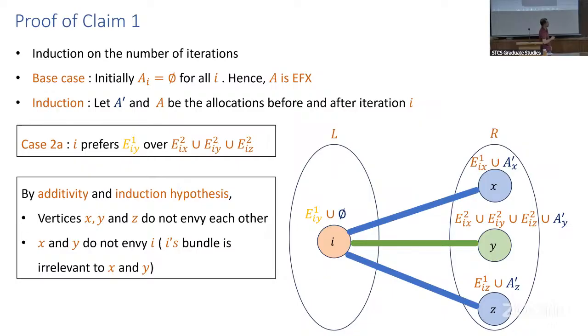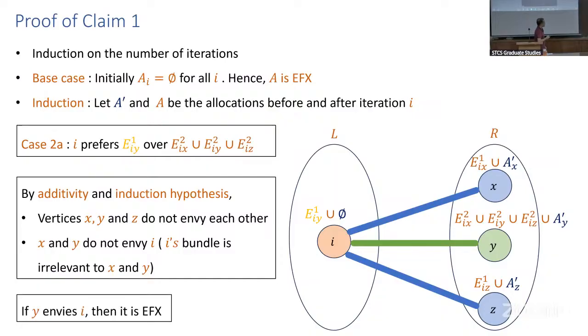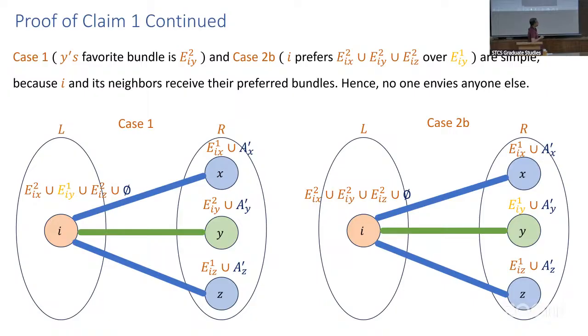So the only envy in this allocation is the new envy that got created, from vertex Y to vertex I, and that is EFX. The other two cases are simple because everyone got their favorite bundles, so no one envied each other. And by induction hypothesis, they didn't envy each other in that allocation also. So the overall allocation is again EFX.